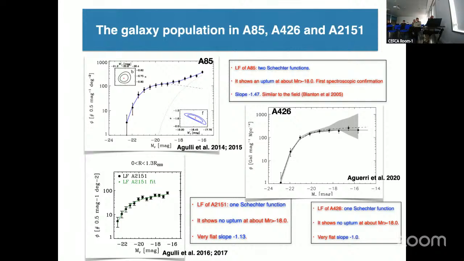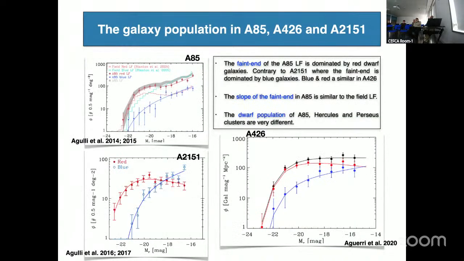If we take the numbers, for example, the slope in Abell 85 is minus 1.47. The slope in Hercules is minus 1.1. The slope in Perseus is minus 1. It's completely flat.